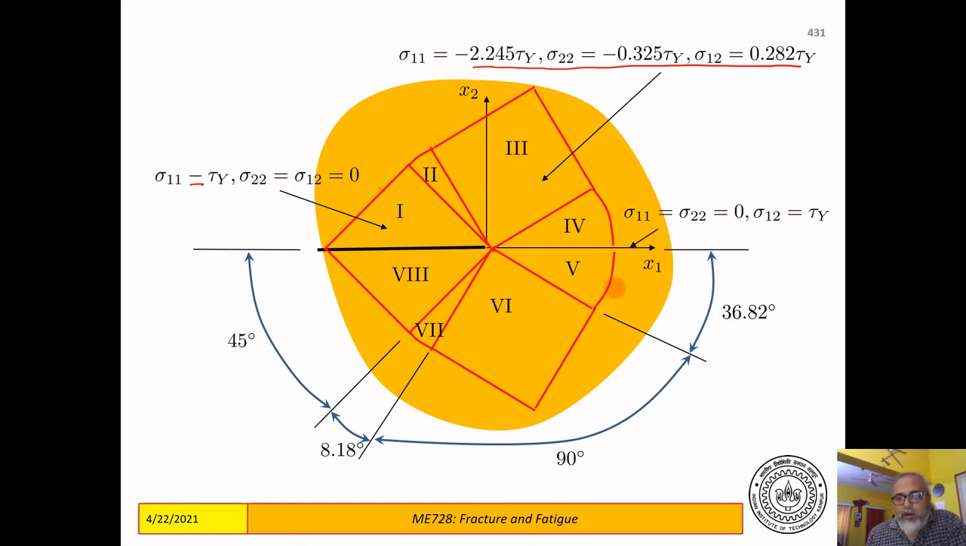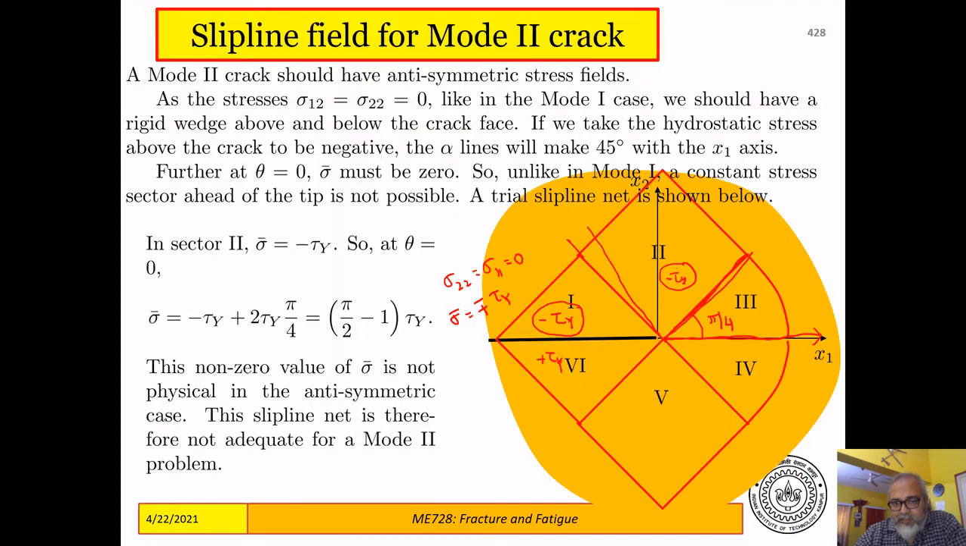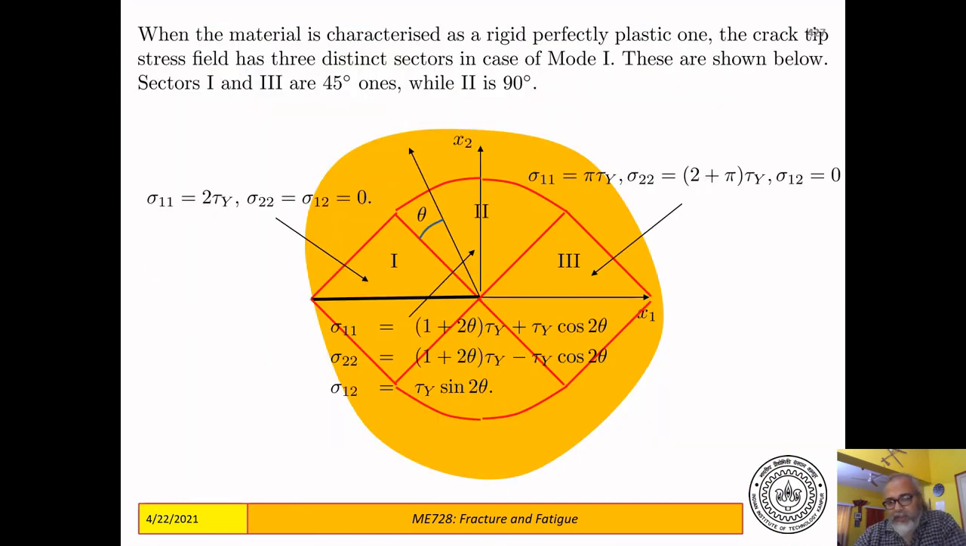And then on this line, sigma 11 and sigma 22 are equal to 0, and sigma 12 is equal to tau y. So this is the slip line field for the mode 2 case, and this is the slip line field for the mode 1 case. This is assuming that you have rigid perfect plasticity, and these are the fields that you would get if large scale yielding was occurring in your material. Okay, so we stop here with the slip line fields.